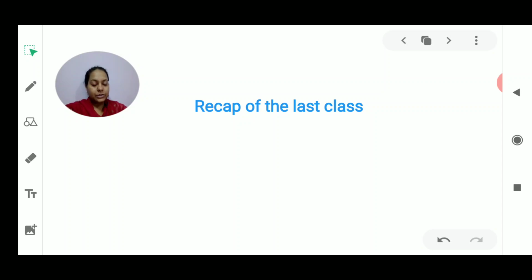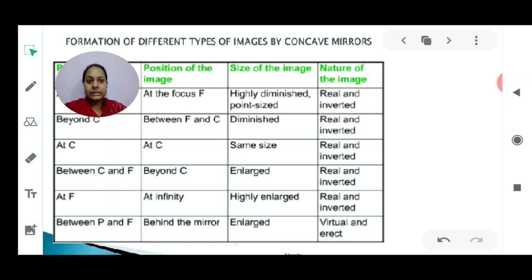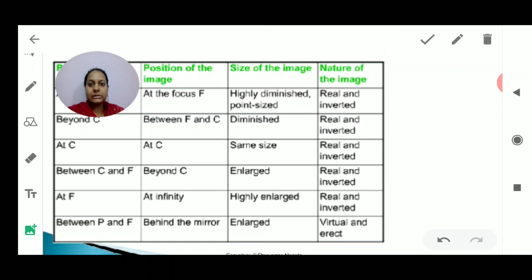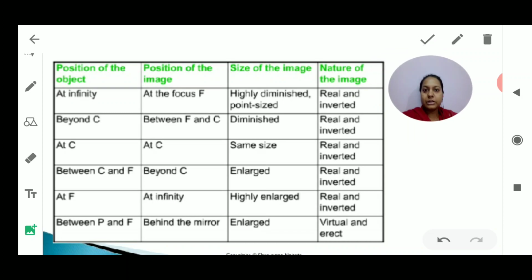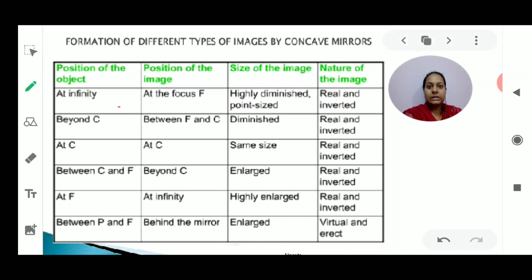Now, summarizing that only, in the next slide I will just tell you about the things which we have discussed, means what are the types of images which are being formed. So in the next slide it is the summary of the positions of the image formed based upon the objects. Okay, so we just discussed these things: when the position of the image is at infinity, the object will always be at focus. When the object is at infinity, the image will always be formed at focus.